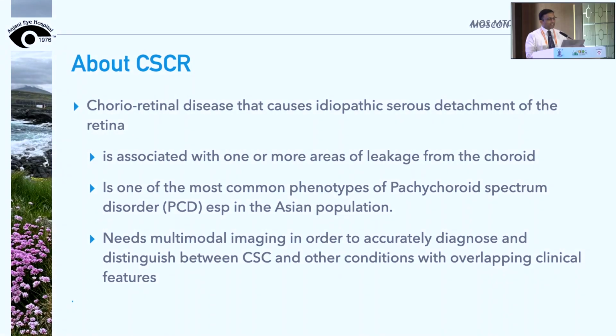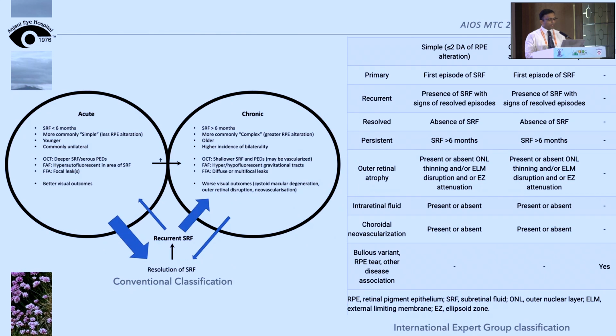So about the CSR, it is a chorioretinal disease that causes idiopathic serous detachment of retina associated with one or more areas of leakage from the choroid. It is one of the most common phenotypes of the pachychoroid spectrum, especially in the Asian populations. It needs multimodal imaging in order to accurately diagnose and distinguish between CSC and other conditions with overlapping clinical conditions.